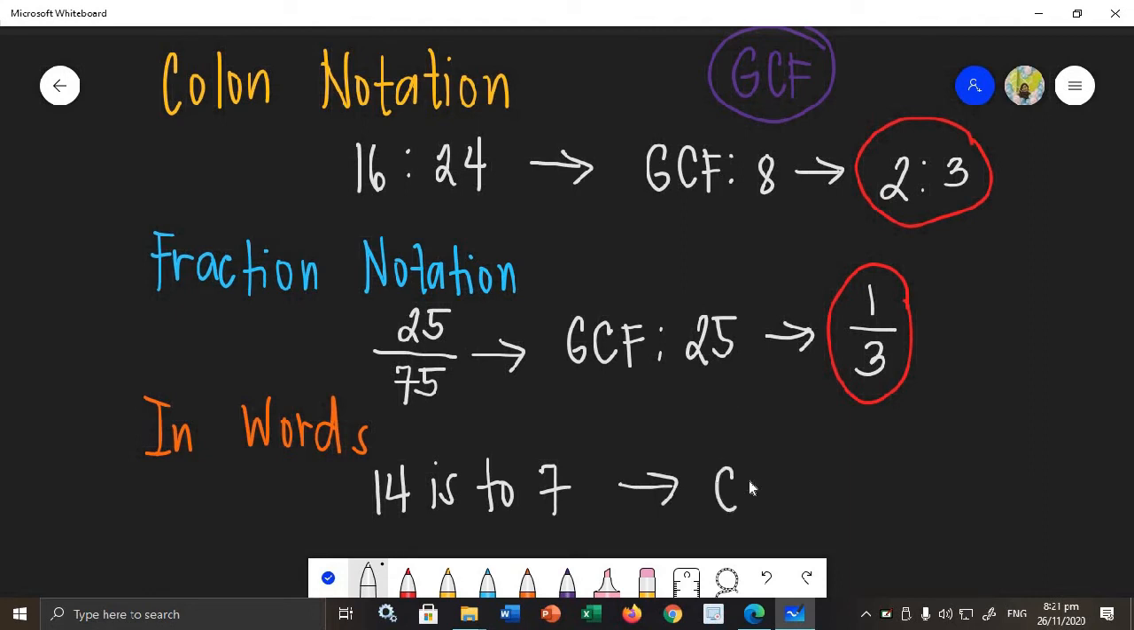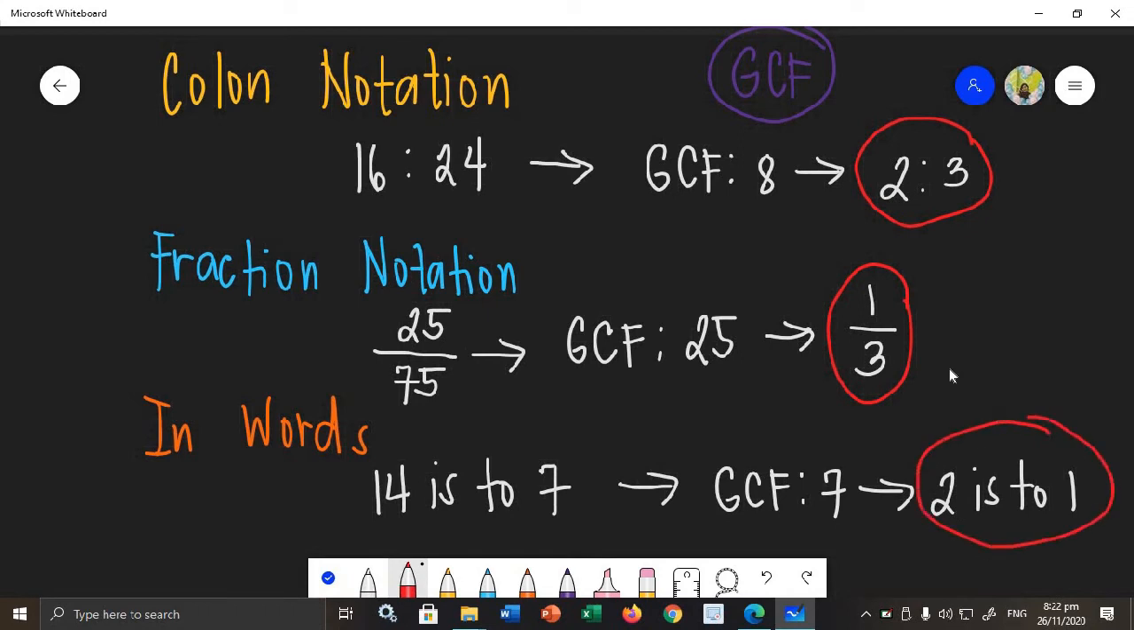So again, you're going to look for the GCF for you to write its lowest term. So in this case, ang GCF ni 14 and 7 ay 7. Okay? And then when you write that in lowest term, di-divide nyo lang yung dalawang number na given to its GCF. So 14 divided by 7, that is 2. And then write the words "is to" and 2. And then 7 divided by 7, that is 1. Therefore, it is now your ratio in its lowest term. So that is how you simplify, or that is how you write the ratio in lowest terms.